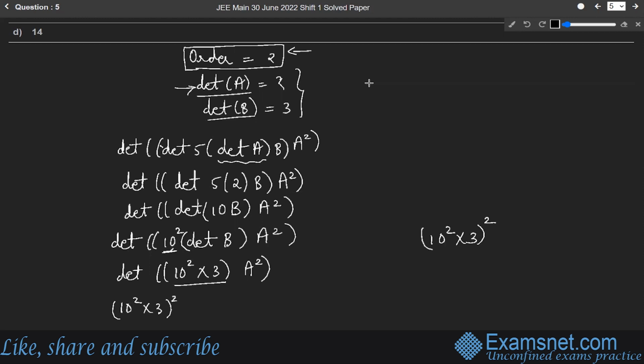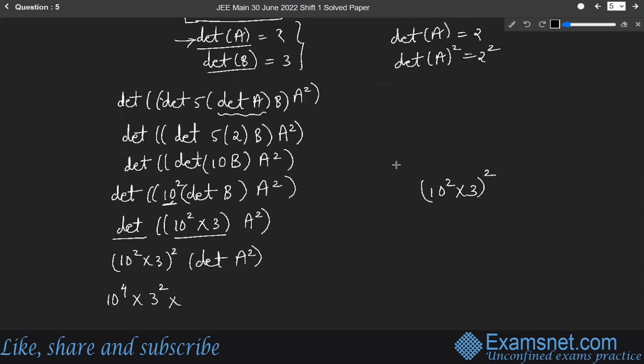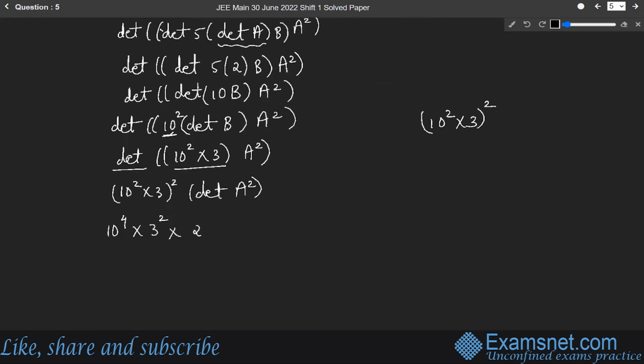And now what is the remaining term? Determinant of A square. We have the value of determinant of A. What is determinant of A? It is 2. So determinant of A square will be 2 square, right? So let us substitute this value. 10 square into 3 square, 10 square will be 10 power 4, into 3 square, into determinant of A square. What is the value of determinant of A square? It is 2 square, right?